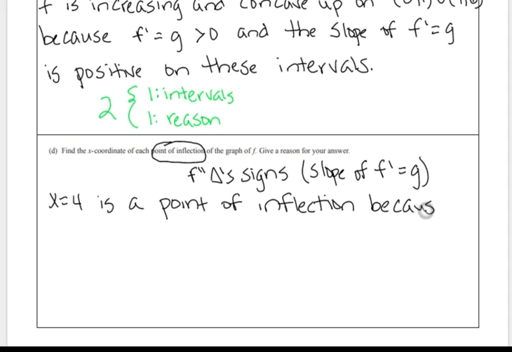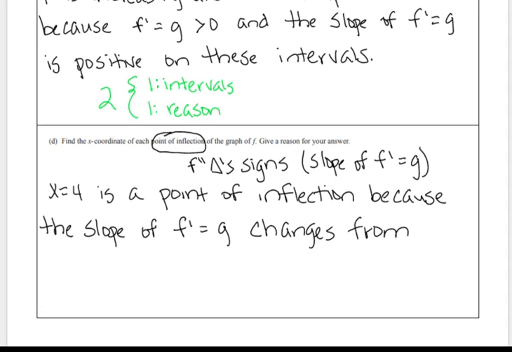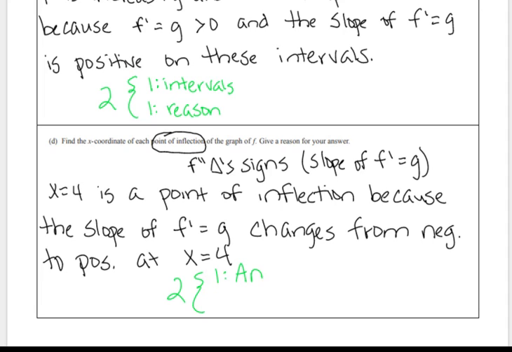Because the slope of f prime, which is g, changes from positive to negative, or sorry, from negative to positive at x equals 4. And then this was worth 2 points. It was 1 for your answer, so for getting x equals 4, and then 1 for your reasoning.